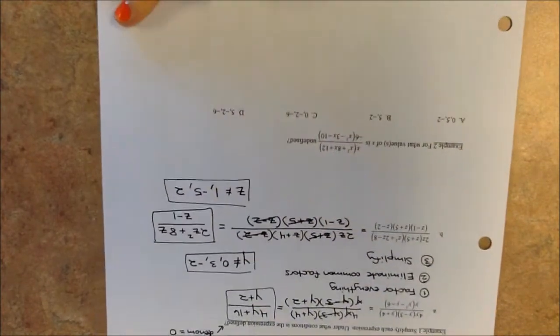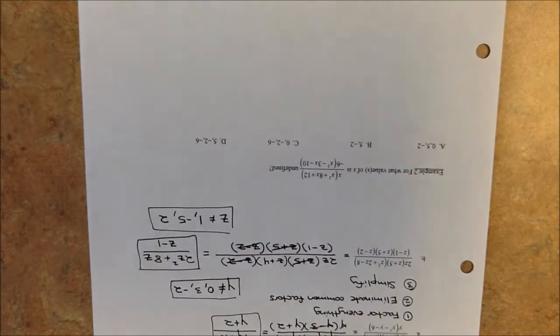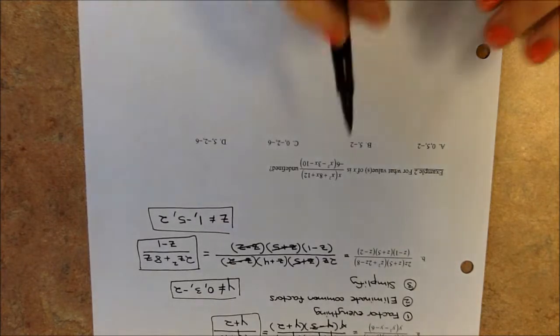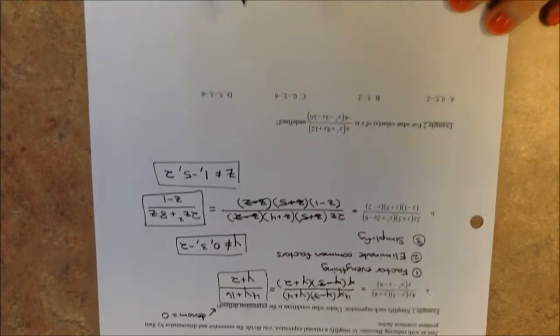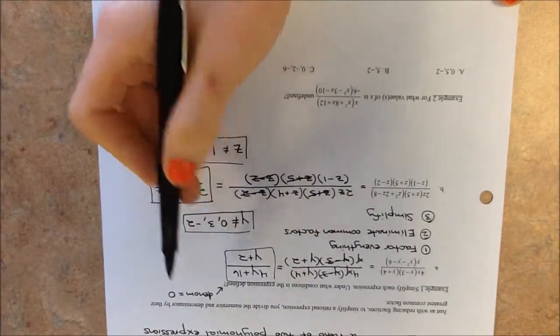Okay, this one, example 2, is a standardized test example. So I'm going to run you through what like a typical strategy would look like if you were taking this on the ACT. Okay, so for what values is this undefined? Remember, undefined means the denominator would be equal to 0.